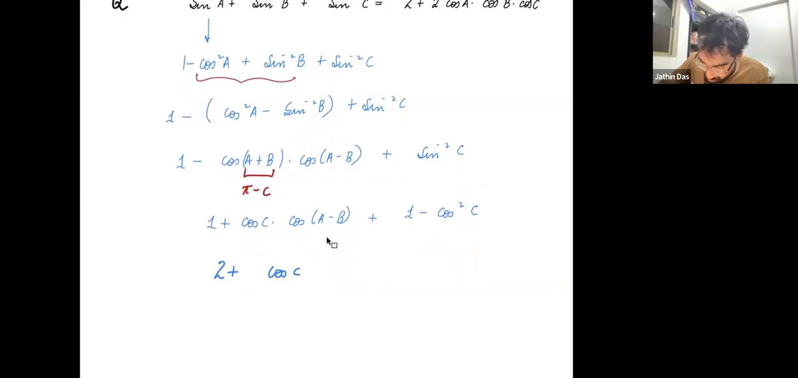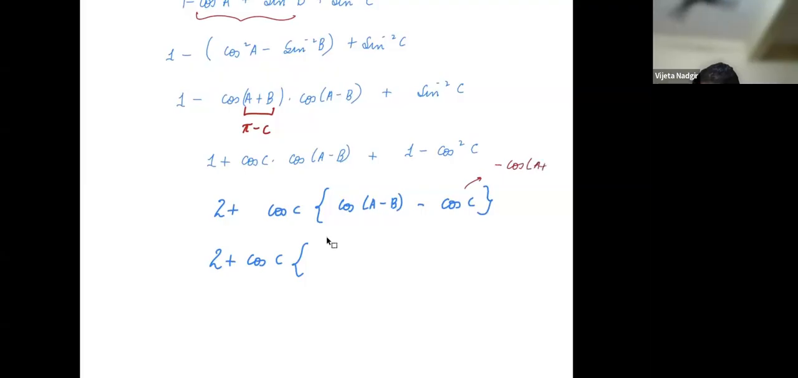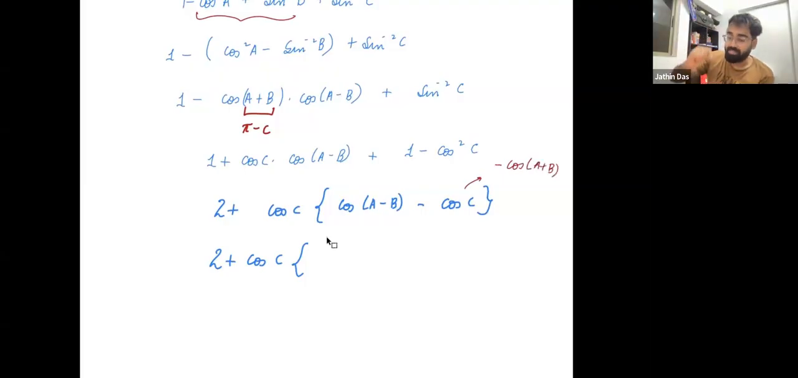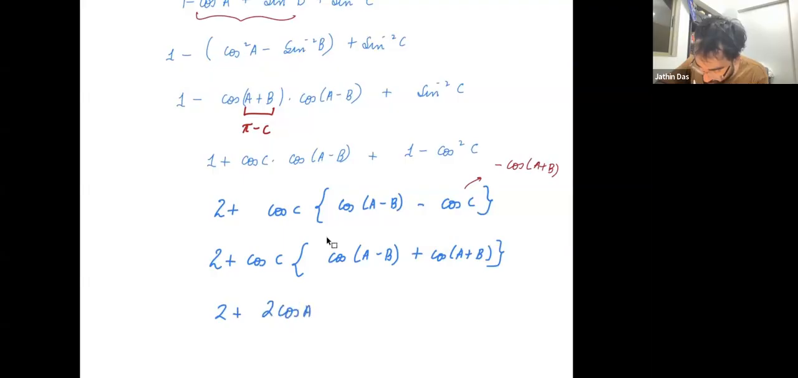So I'll take cos C common. So I'll get cos (A minus B) minus cos C. Now cos C we know is minus of cos (A plus B), because C is pi minus (A plus B). Minus and minus plus. So cos (A minus B) plus cos (A plus B). Direct formula: 2 cos A cos B. So 2 plus 2 cos A cos B, and at last with cos C it will get multiplied.